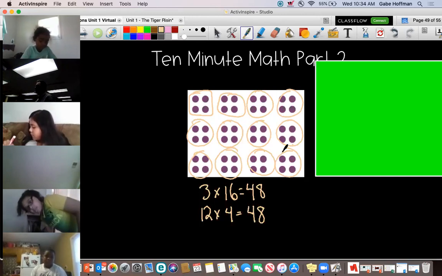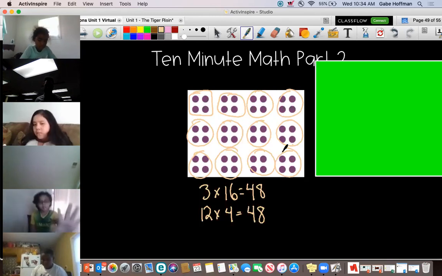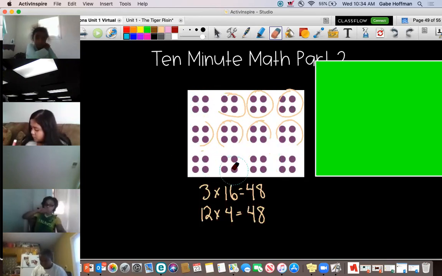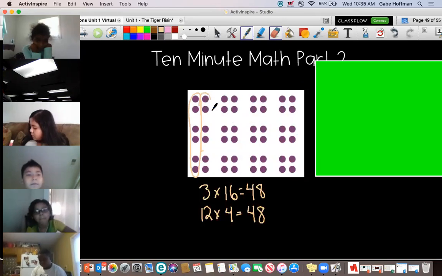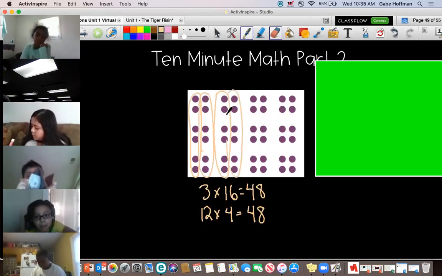Did anybody see groups of 6 in there? Just curious. Or groups of 8? Jay, so you saw groups of 6. So if you saw groups of 6, Jay, did you look at it like this, like a regular array, kind of like you had a group of 6 right there, and you had 8 groups of 6? That also would equal 48, right?